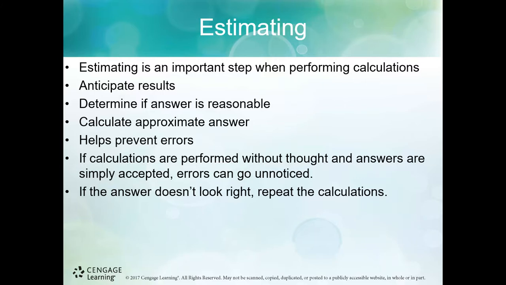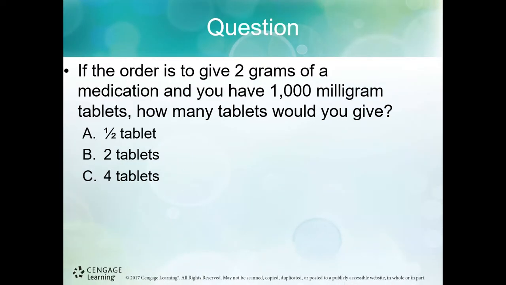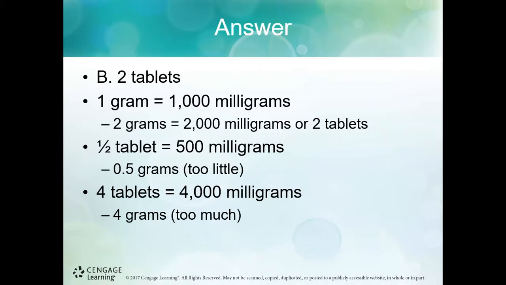This is really important in medical math. You need to be able to recognize if something doesn't seem right. In fact, it's very important in healthcare in general. If the order is to give 2 grams of a medication and you have 1,000 milligrams, how many tablets would you give? So you need to know that 1 gram is 1,000 milligrams, and therefore you would need 2 tablets.